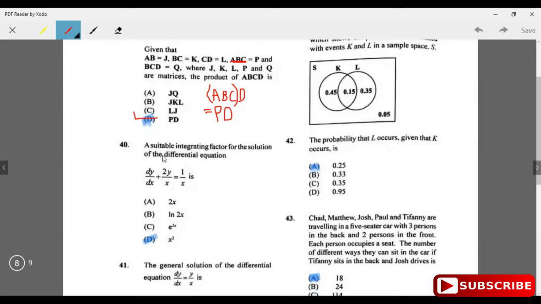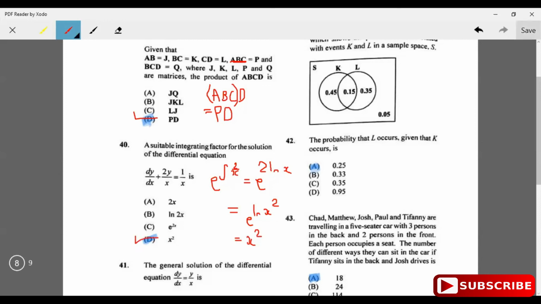Question 40 asks for a suitable integrating factor for the solution of the differential equation. To find the integrating factor, this is what we need: e to the integral of 2 over x dx. So what we're going to get is e to the 2 ln x. And e to the 2 ln x works out to be e to the ln x squared, and this works out to just be x squared. Easy question.